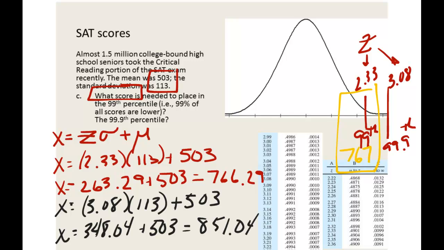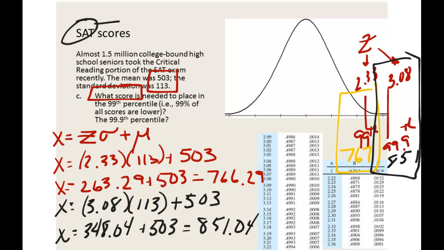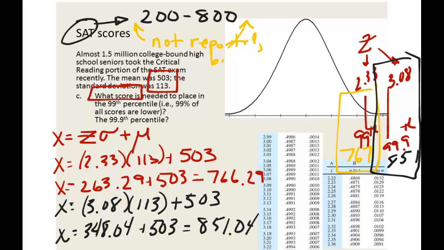And an 851, believe it or not, is actually possible when the testing center is scoring them. But for the sake of the statistics, they actually only report the SAT from 200 to 800. That means that you could put your name on the thing, answer no questions, and it would be reported as a 200, because they're not going to report something lower than that. Same thing with an 800.